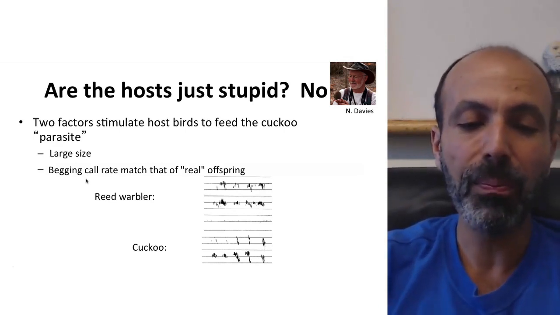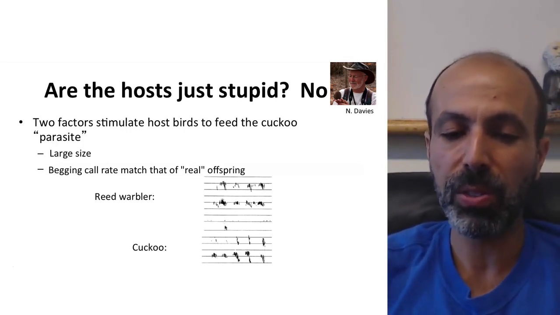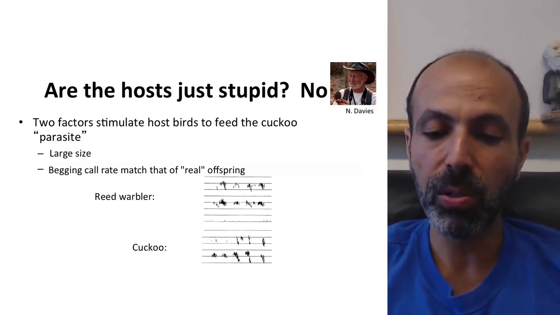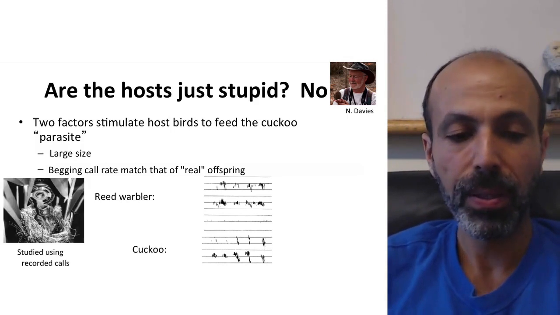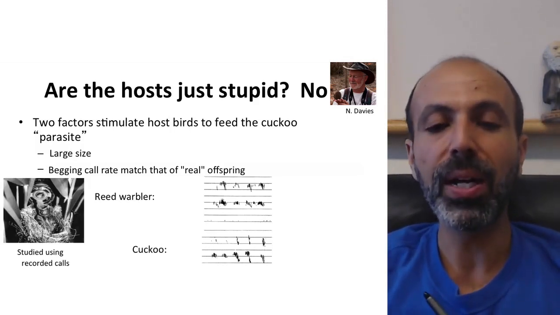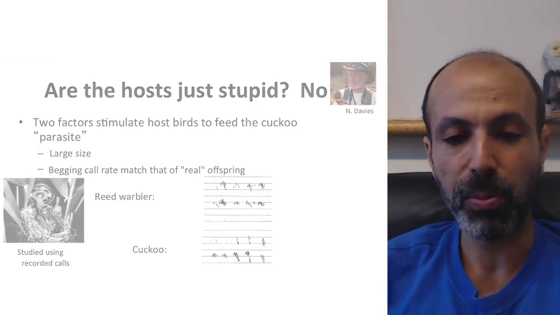The other thing is, if we look, the begging call rate matches that of the real offspring very well. So these show some sonograms of a reed warbler, which might be one of the hosts for a cuckoo, and this shows the cuckoo chick. And you see, actually, these sonograms match fairly closely. Now, this was actually studied using recorded calls, and often they actually could not distinguish the calls that well of their offspring from the cuckoo offspring.